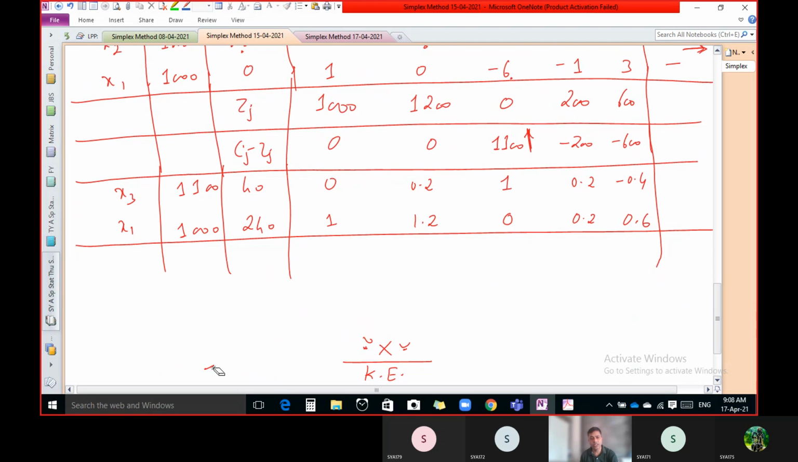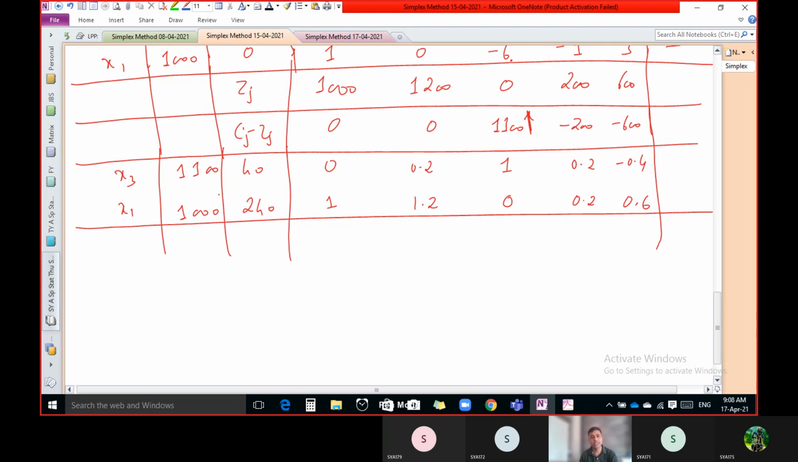Okay, once we have this, calculate Zj. So now how to calculate Zj? The formula is simple: this with this, multiply this. So obviously 1100 into 0 is 0, and 1000 into 1, that is 1000, and 0 plus 1000 is 1000. So we have to write here 1000.